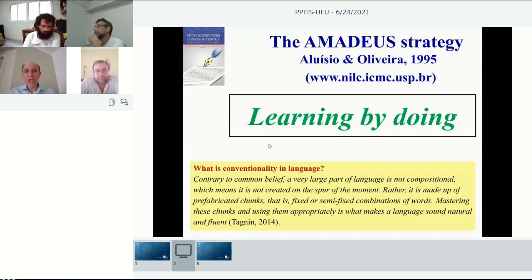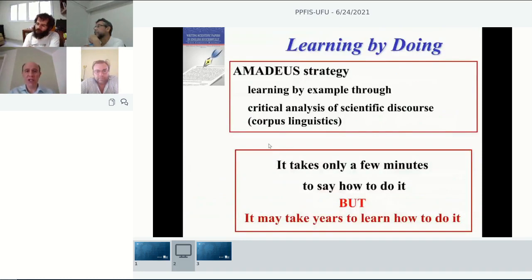And I'll take perhaps 20 or 25 minutes to talk about this strategy, but obviously it only works if you practice a lot. So it may take months or years, depending on how much effort you put into it. So, what's corpus linguistics? That's the definition that is brought by Wikipedia.